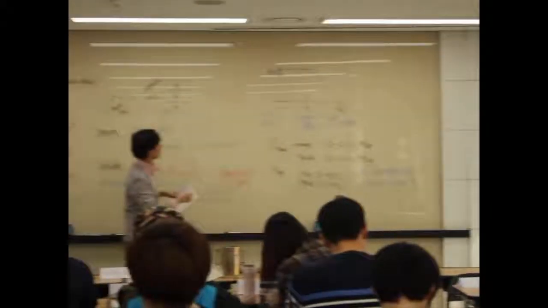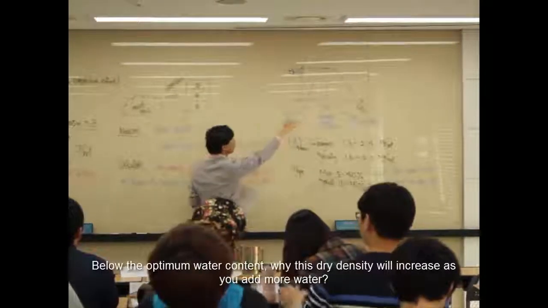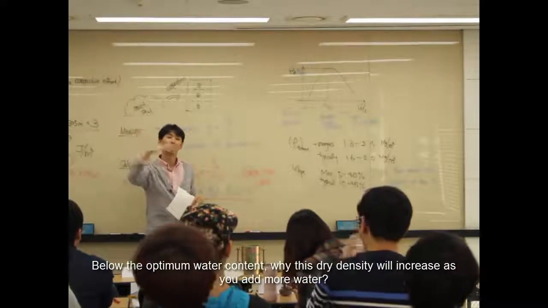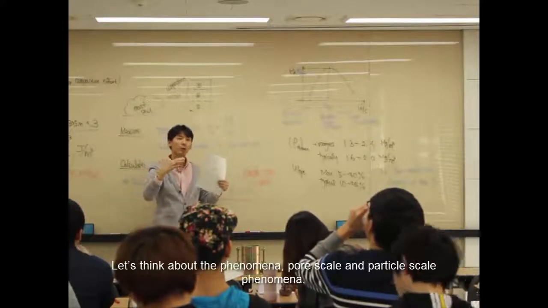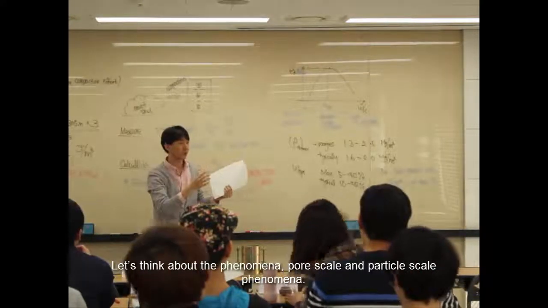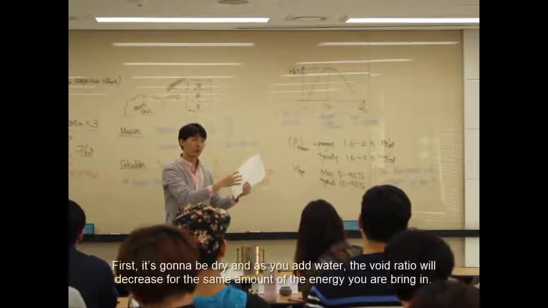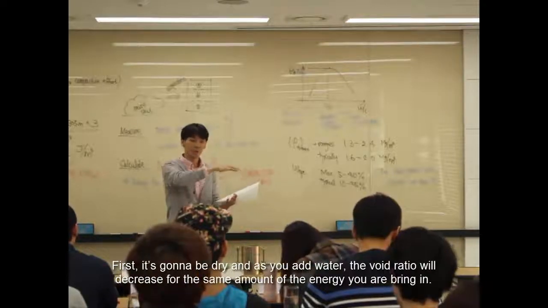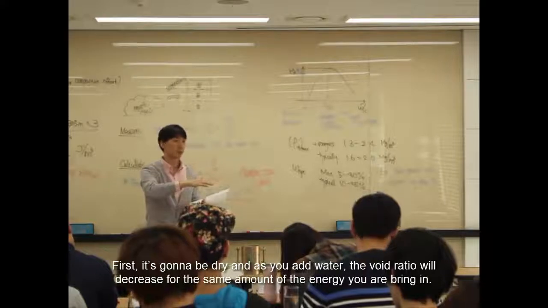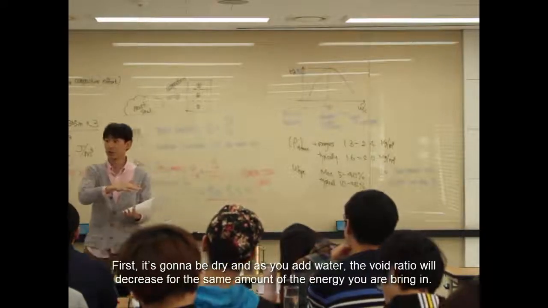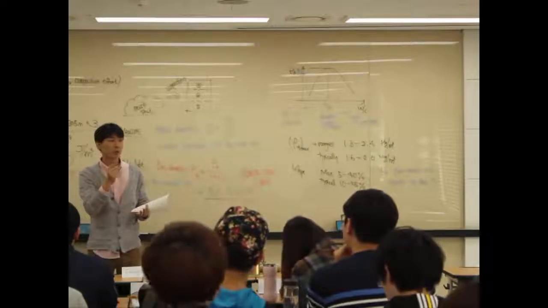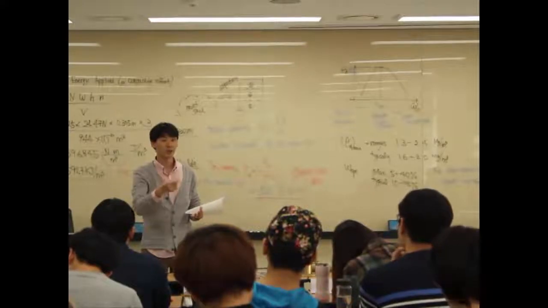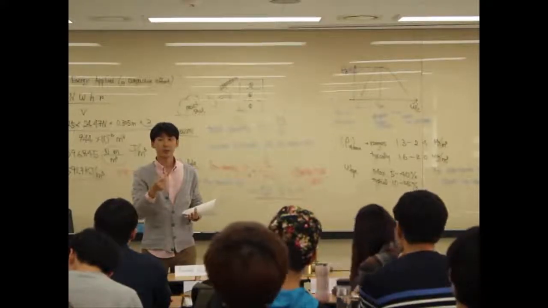So below the optimum water content, why does the dry density increase as you add more water? Let's think about the particle scale phenomena. First it's dry, and as you add water, the void ratio will decrease for the same amount of energy you're putting in. So the water is surely doing something. How does it act on the soil?